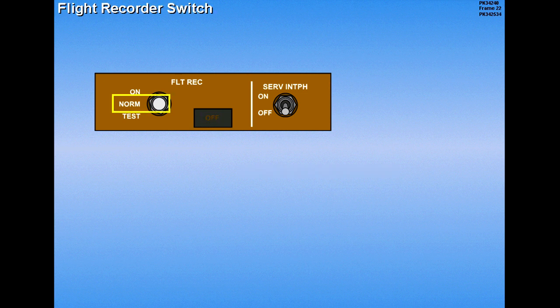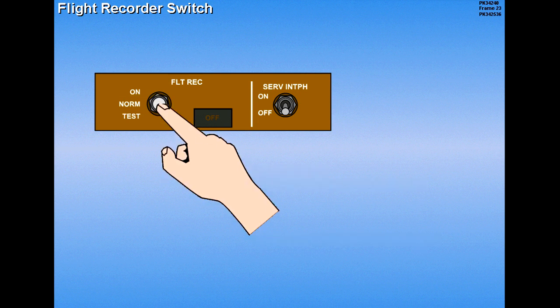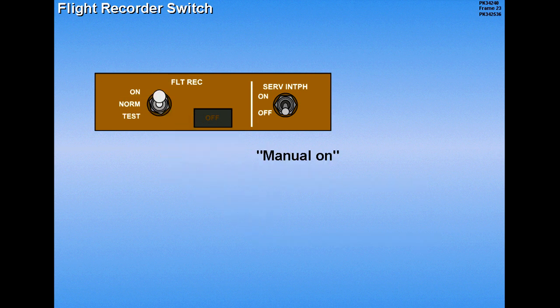With the flight recorder switch in the normal position, the recorder is on any time either engine is operating, or in flight any time electrical power is supplied. The on position will manually turn on the flight recorder. A test position is provided for maintenance.